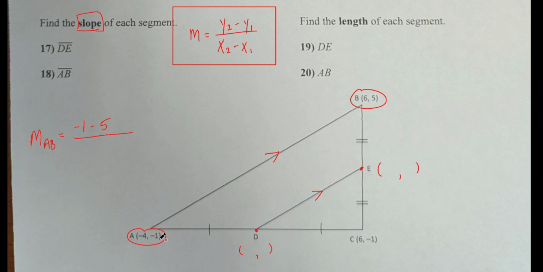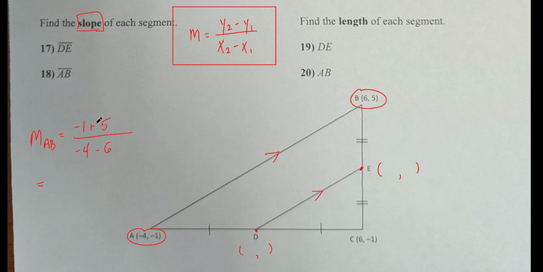If I started with -1, what am I going to have to do with the x? Do -4. So I have to go -4 minus what? What's the x over here? 6. All right, that's the slope of AB, and then DE is going to be the exact same slope. So we just put the same answer for both of them. Let's work this out down here.